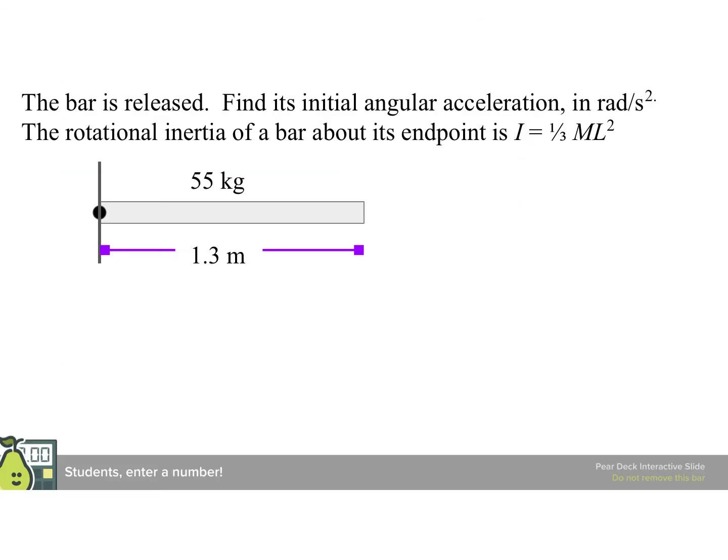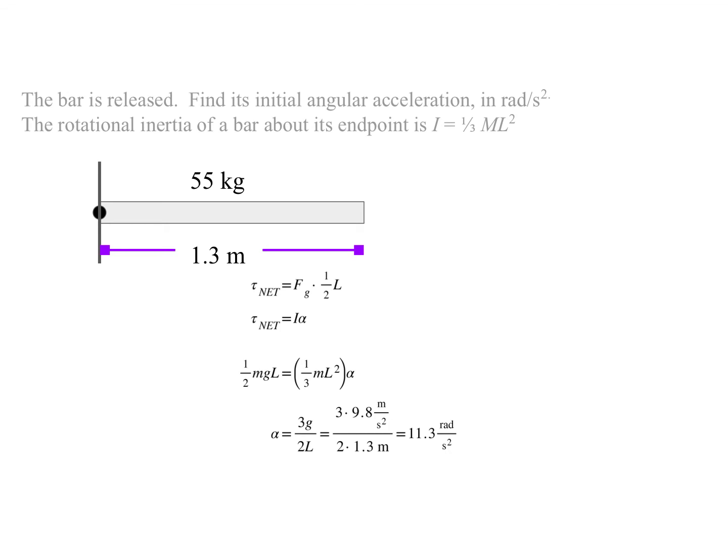Okay, the bar is released. Find its initial angular acceleration in radians per second squared. Keep in mind that the rotational inertia of a bar about its endpoint is 1/3 ml squared. Well, if we redraw our free body diagram, which I should have but didn't, we would have an Fg here. We would have some other hinge force there. But now tau net would only be Fg times L over 2.